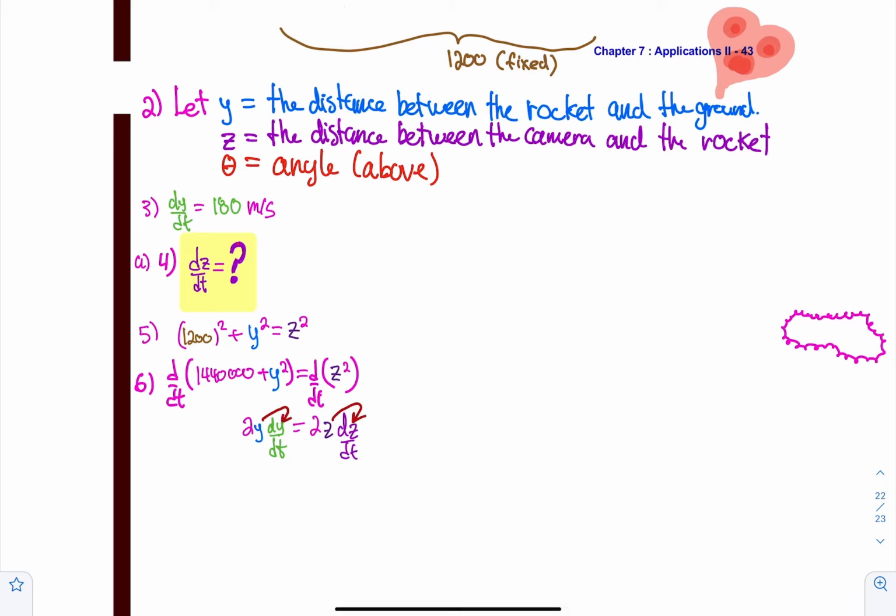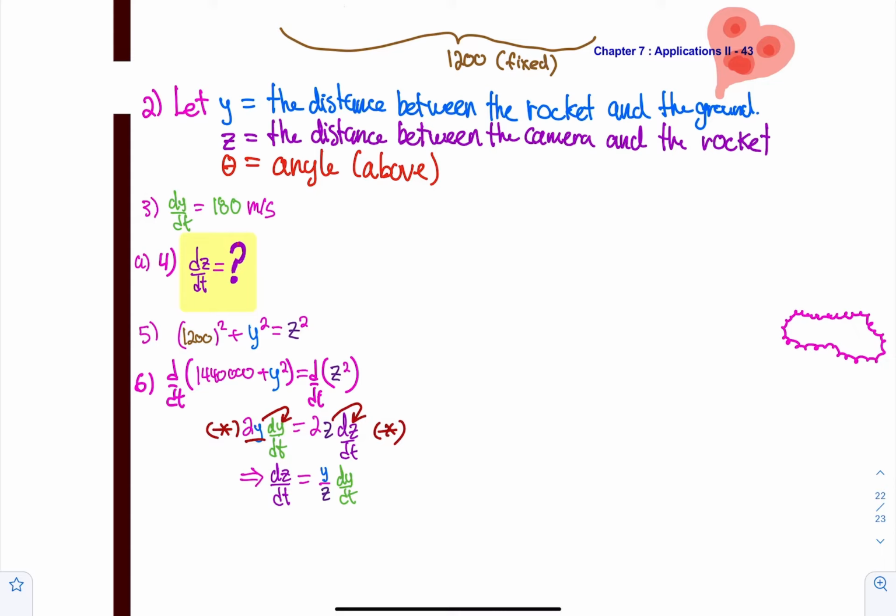So now if you isolate dz/dt simply by dividing by 2z on both sides, you're going to create a formula for dz/dt. Poof. So dz/dt is y over z times dy/dt. The reason why I'm taking the time to isolate dz/dt is that now I can just plug in my numbers.